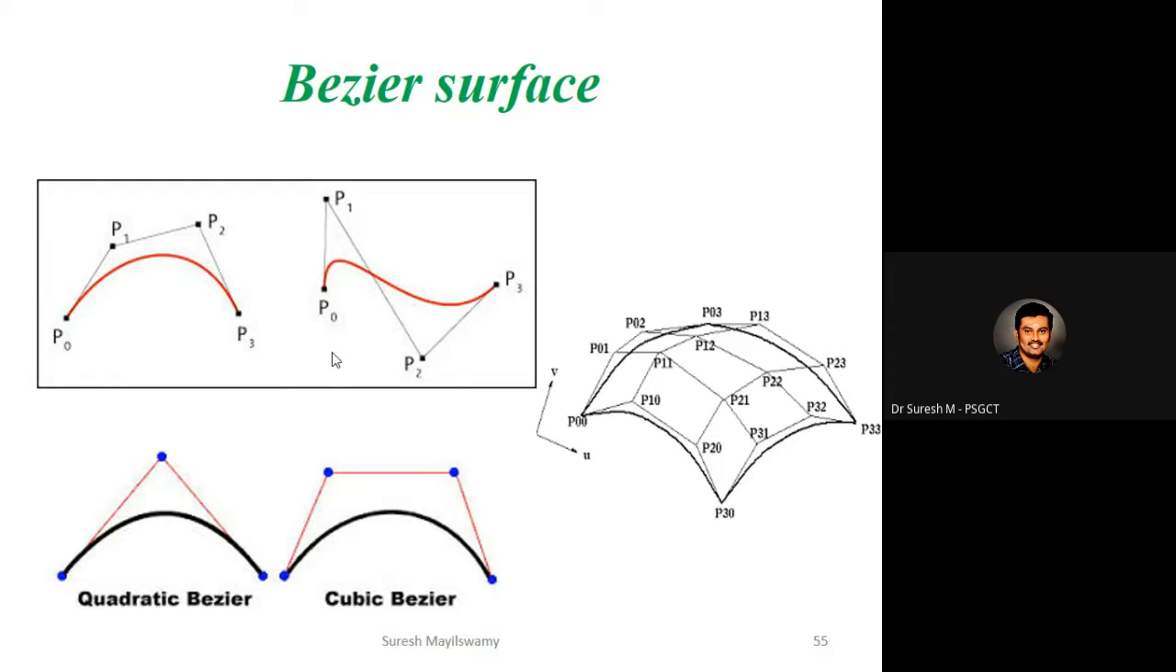Considering this one, P0 and P3 are the global points, P1 and P2 are the local points. Based on P0 and P3 only, the curve is approximated. So the Bezier curve only focuses on global points, not on the local points. Here there is a quadratic, so only two global points and one local point. Cubic means there are two global points and two local points. Based on the global points, the surface is approximated like this.